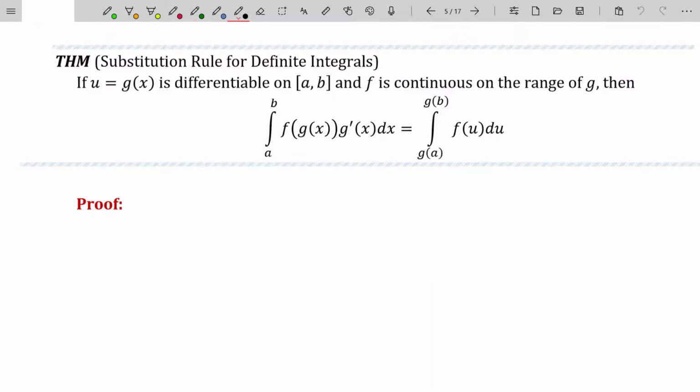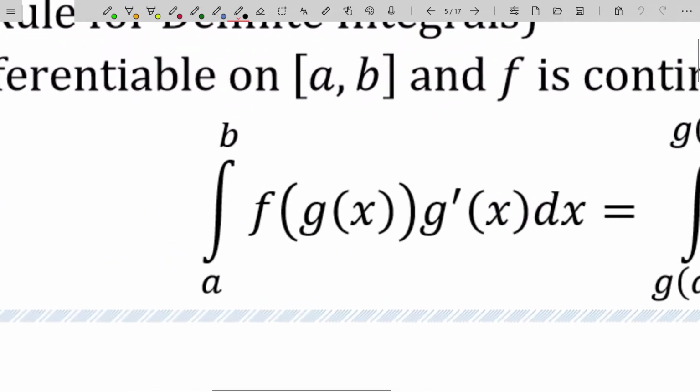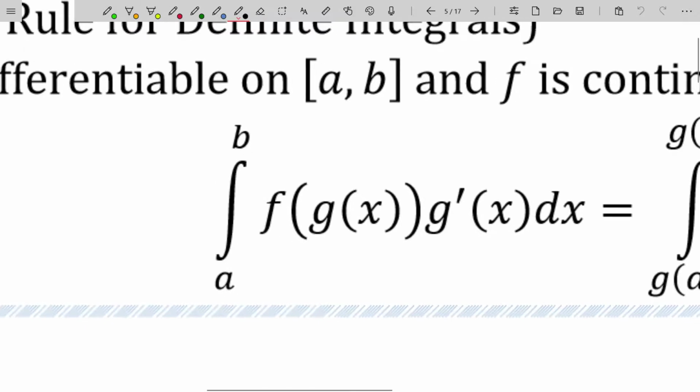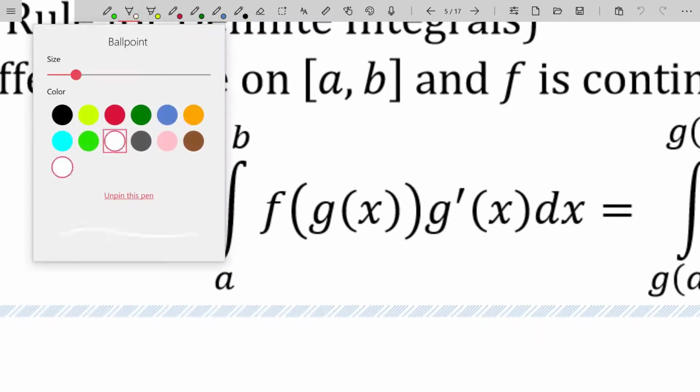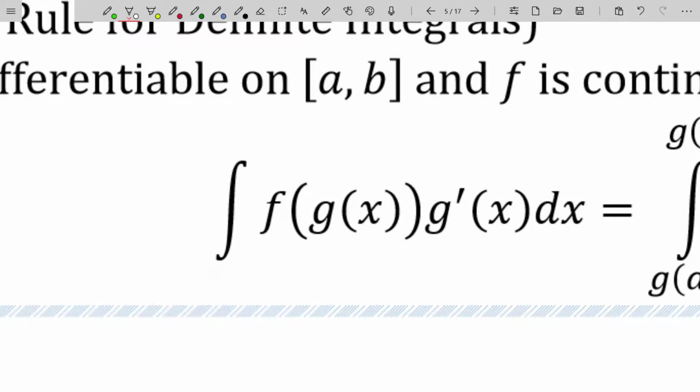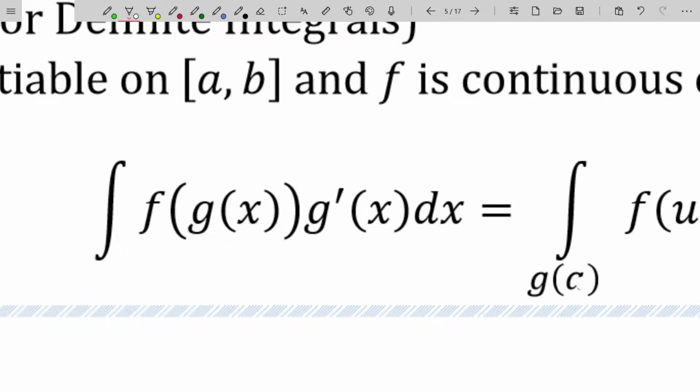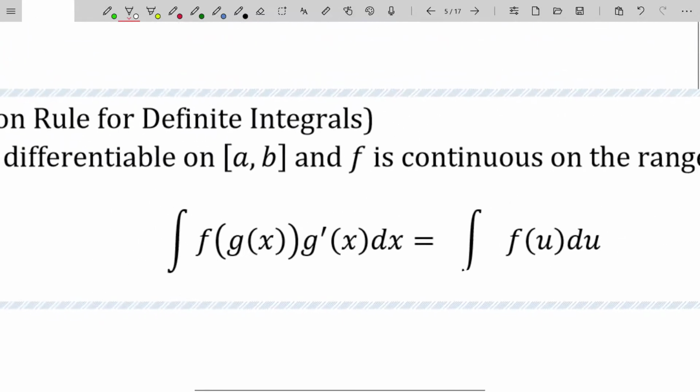If u equals g of x is differentiable on the closed interval from a to b, and f is continuous on the range of g over that interval, then the integral from a to b is almost identical to the substitution rule for indefinite integrals. The only difference here, in fact, let me showcase this by erasing. I use white ink here. If I erase those, what you're looking at is the substitution rule for indefinite integrals, right? But once I put limits on there, I need to have corresponding limits here.